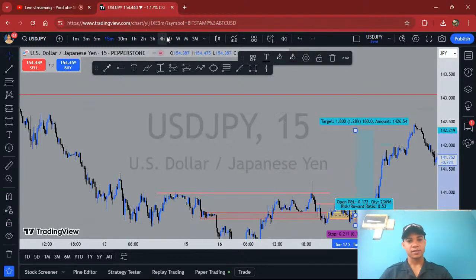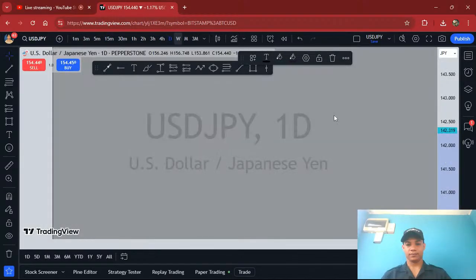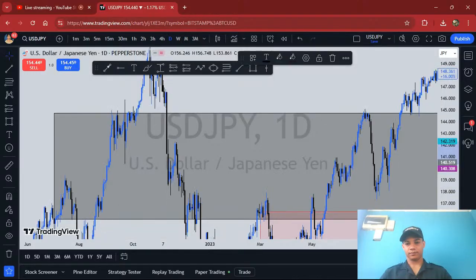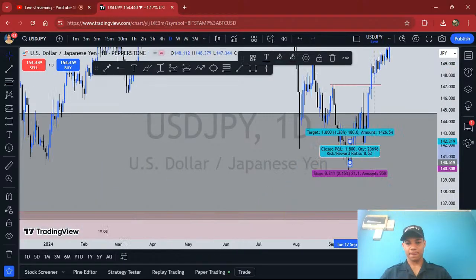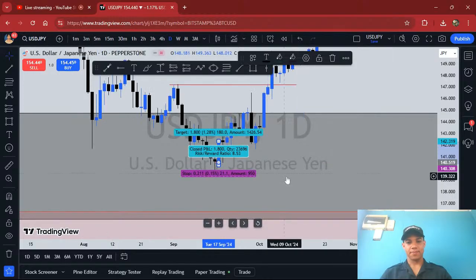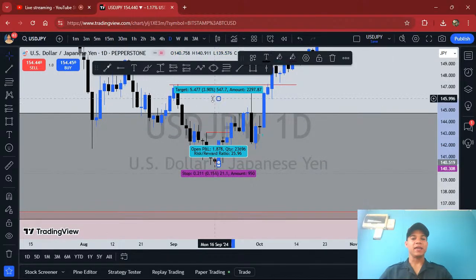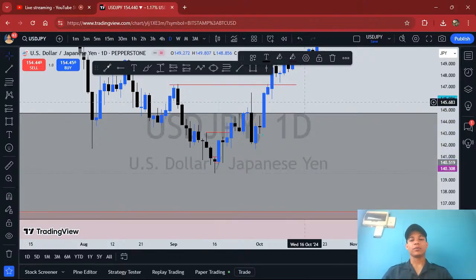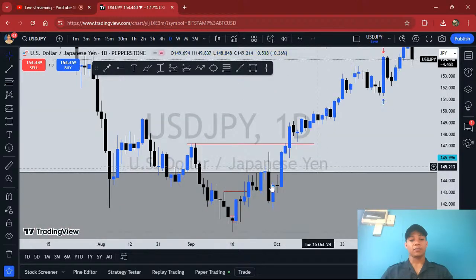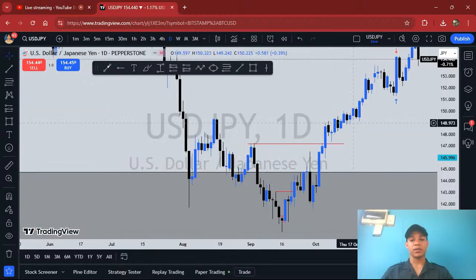Let's just go to the daily quickly. Yeah, so the daily pullback is actually all the way up here. So look at that. That's a 1 to almost 26. If you are able to get good at these type of entries, you're going to have to swing trade it though.